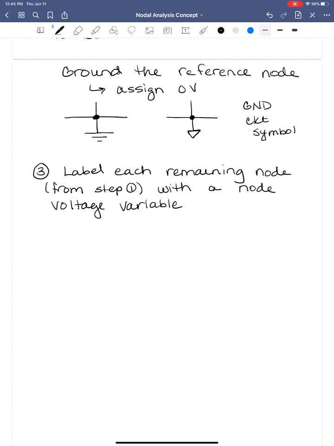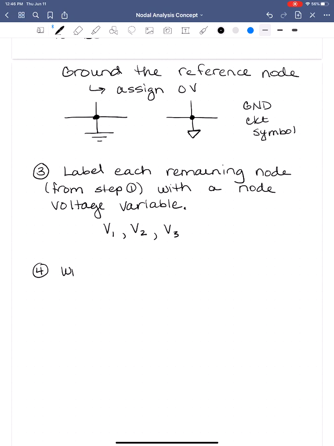So any node, after we choose our reference node, any leftover node with 3 or more connections is going to get a node voltage variable. And you're going to label them with a subscript that makes sense. I typically use V1, V2, V3. You could use VA, VB, VC, VX, VY. It doesn't really matter. But we're going to give them that variable, and those are things that we're going to solve for eventually.